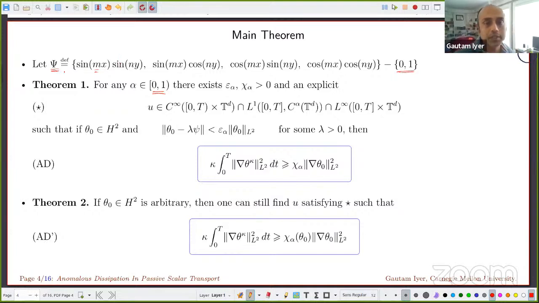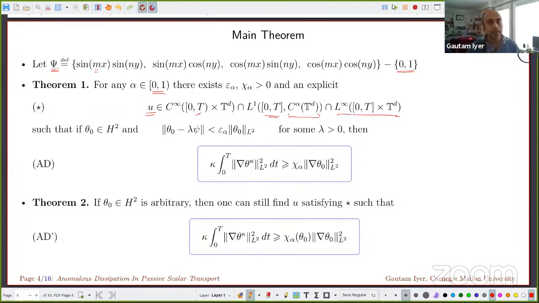Let me just go slowly about these conditions. The regularity of my velocity field is the following. It's smooth before time capital T. At time capital T, it goes a bit crazy. You'll see that. It's integrable in time with values in C alpha for any alpha less than 1, and it's bounded.